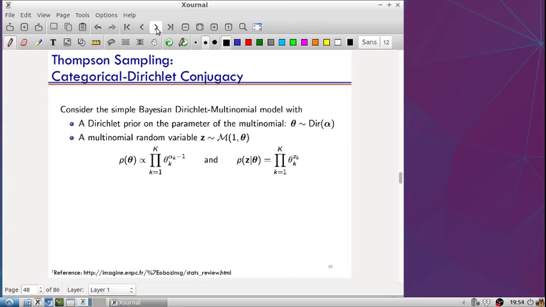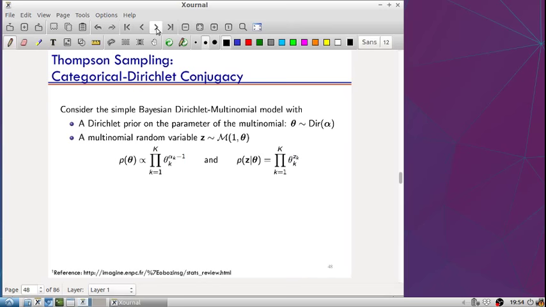This Dirichlet distribution is conjugate to the categorical distribution, or the multinomial distribution. It's the same thing. What is the categorical distribution? It's again a PMF. Think of it this way: I have three outcomes. Say the first outcome happens with probability 0.2, the second with probability 0.4, and the third with probability 0.4. That's a categorical distribution. And we are saying that the Dirichlet distribution is conjugate to the categorical distribution.